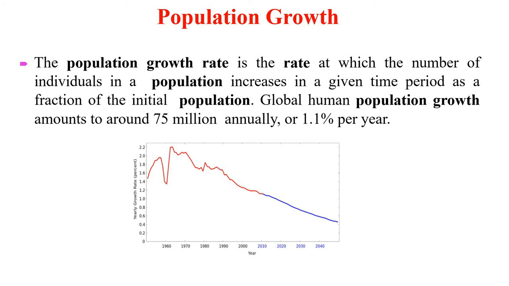Global human population growth amounts to about 75 million annually, or 1.1% per year in terms of percentage, which is shown here by a graphical presentation in which the years are plotted on x-axis and yearly growth rate on y-axis in terms of percentage.